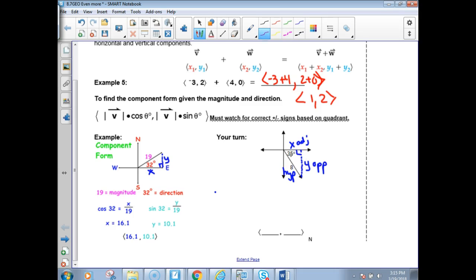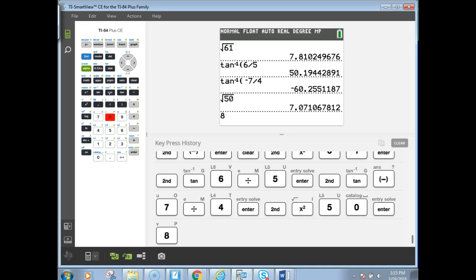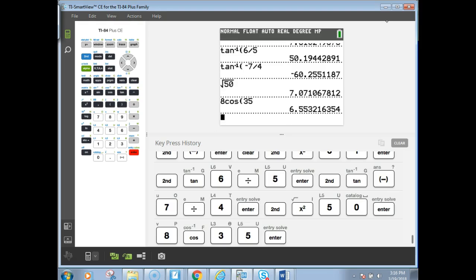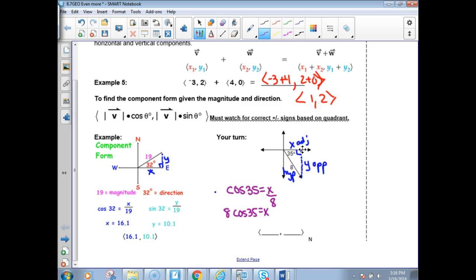You say, all right, I want to find x. It's adjacent to 35, and I know the hypotenuse. Adjacent and hypotenuse is my cosine. So I say cosine of 35 equals x over 8. I calculate 8 times the cosine of 35 to get my x component. So I go 8 cosine 35. That gives me 6.6. Now, we are in quadrant 4, so 6.6 would be positive. The x value would be positive.